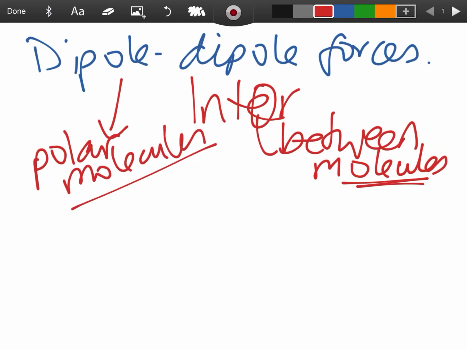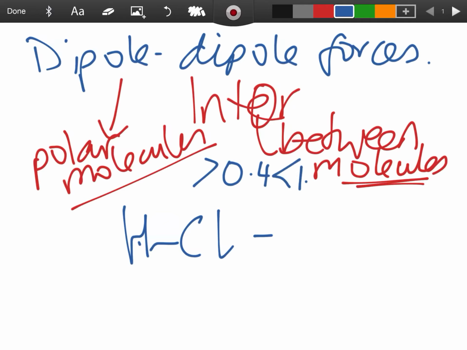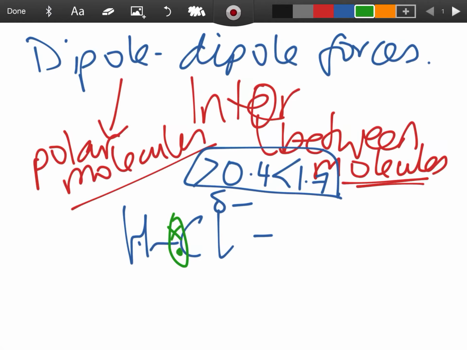Now, dipole-dipole forces occur between polar molecules. So do you remember in the previous video on van der Waals, we would have said that van der Waals forces arise between non-polar molecules, okay? These are between polar molecules. So for example, HCl. Now, if you look up the difference in electronegativity between hydrogen and chlorine, you'll see that it's greater than 0.4 but less than 1.7. So that's our rule for a polar bond.